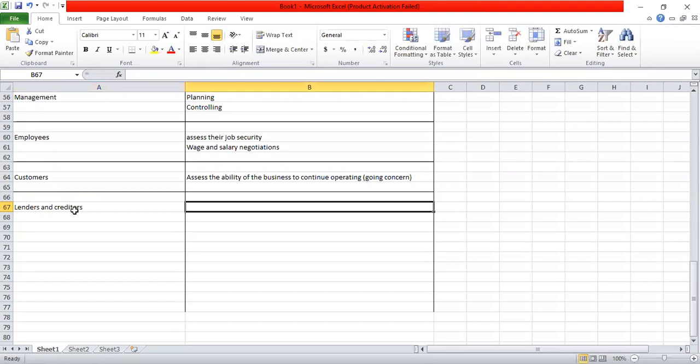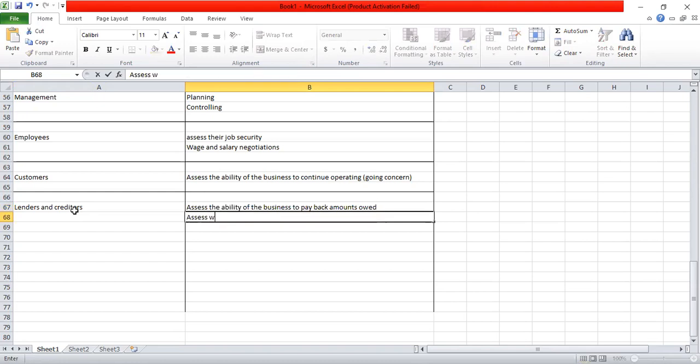Right, they assess the ability of the business to pay back the money that they owe, the amounts owed. This can be in the form of the principal and interest. Is that right? Right. Then they can also assess whether to extend the debt or not.